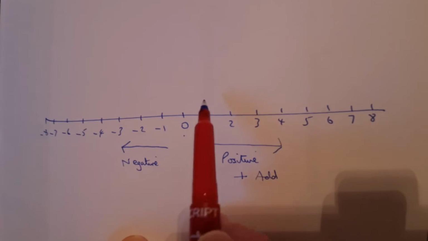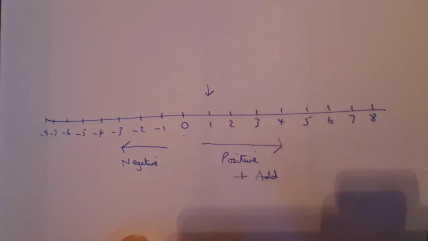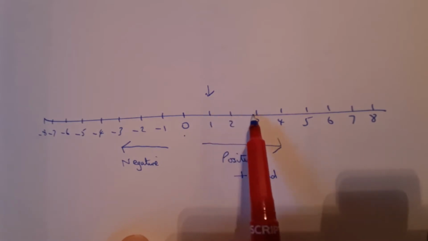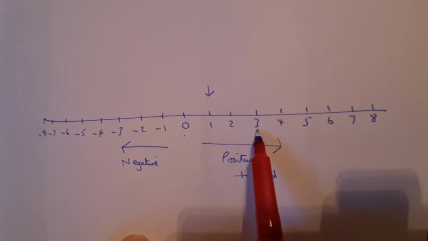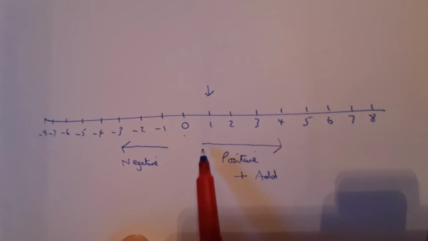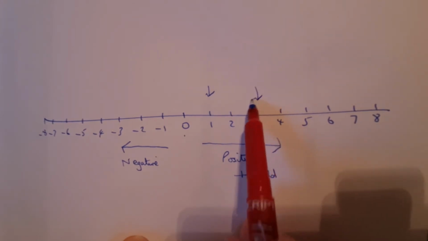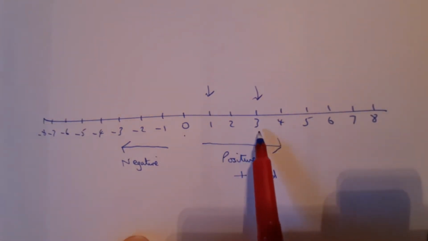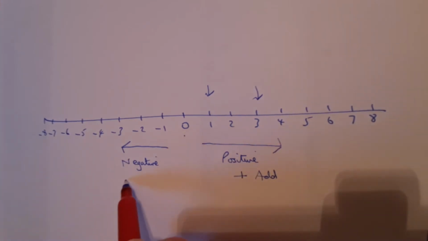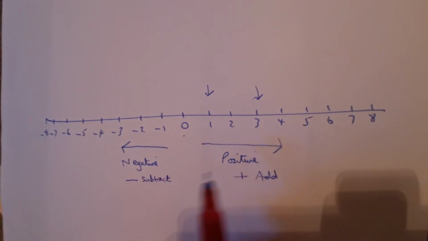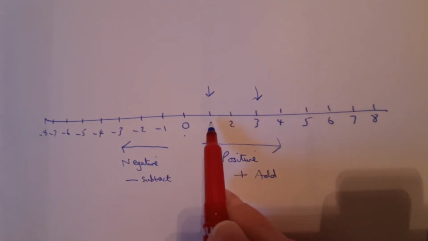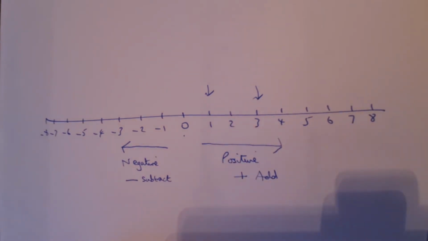Okay, so I know that if I have the number 1 and I add 2, I know that the answer is going to be 3. 1 add 2 is 3. Because they're positive, I'm moving to the right. Likewise, if I've got 3 and I take away 2, I subtract, I move to the left. 1, 2. Okay, we can see how that works.